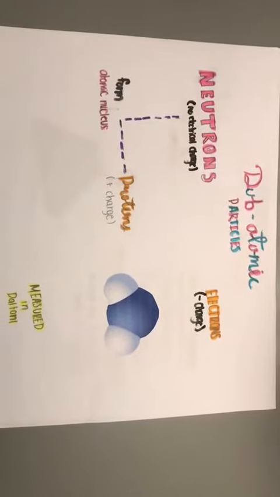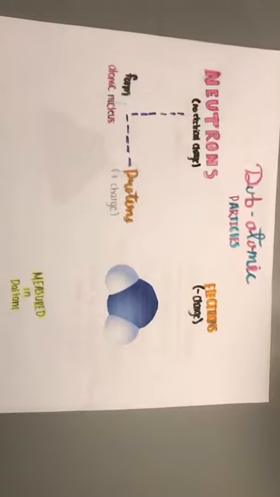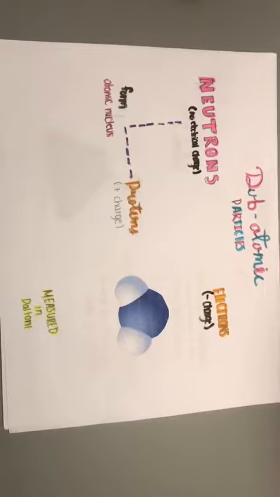Subatomic particles. Subatomic particles would be electrons, neutrons, and protons. Protons have a positive charge and electrons have a negative charge. Neutrons, on the other hand, do not have a charge. They are neutral.